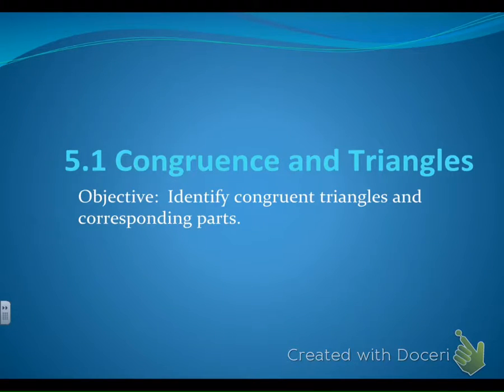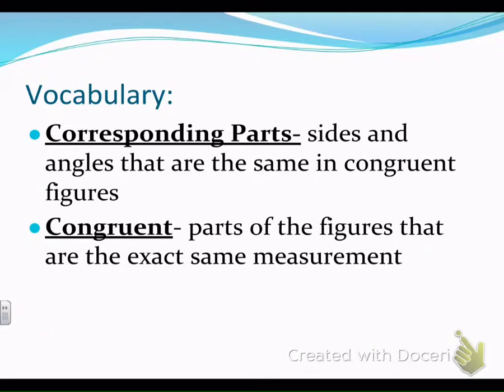Alright, 5.1 is congruence in triangles. The objective is to identify congruent triangles and corresponding parts. So, vocab. Corresponding parts are sides and angles that are the same in congruent figures.